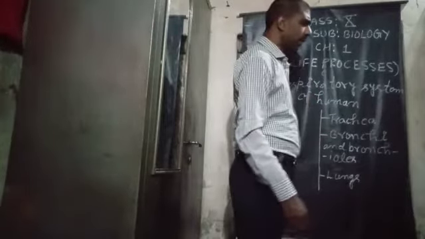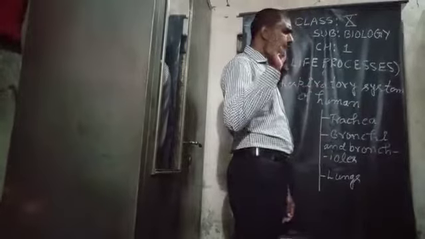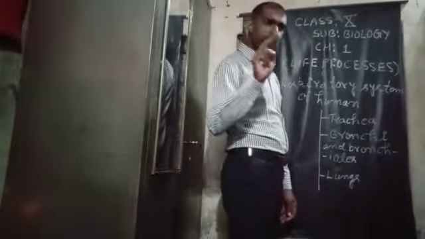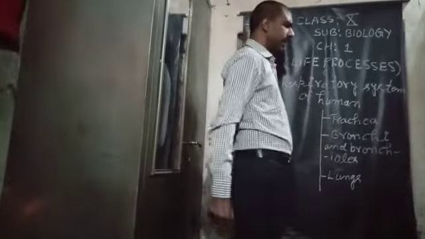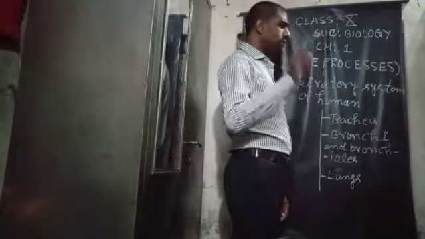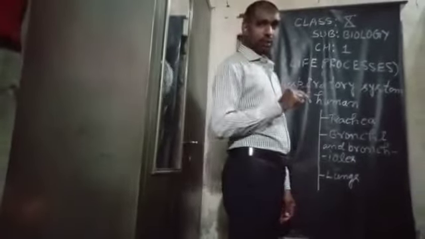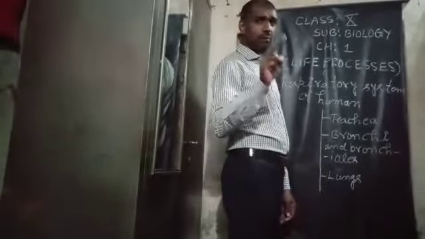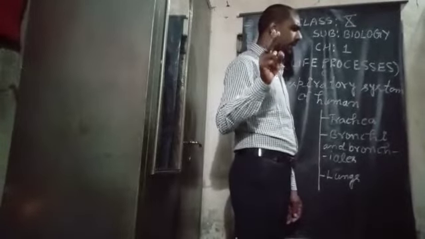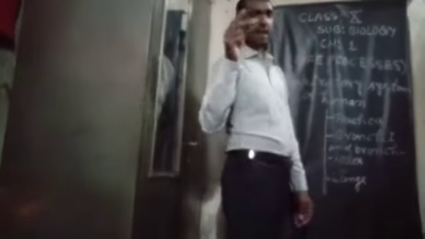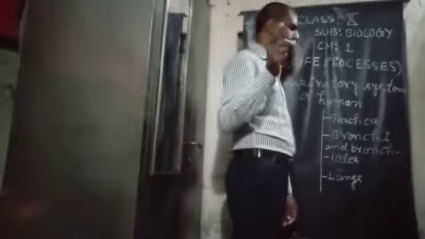The pleural membrane is made up of 2 layers. What are they? The inner pleura and the outer pleura.